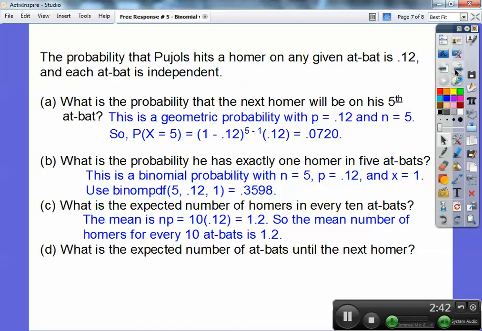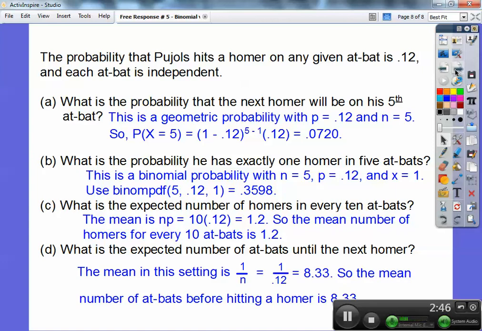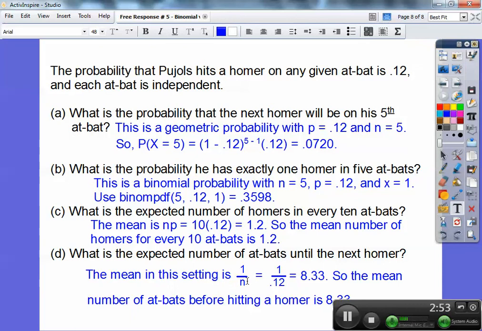Okay, so what is the expected number of at-bats until the next homer? That's when you do 1 over, I'm sorry, this is 1 over p, you guys. This is not 1 over n. This is 1 over p. Let me change that right there. So it's 1 over 0.12, which is 8.33. So the mean number of at-bats before hitting his next homer is 8.33.